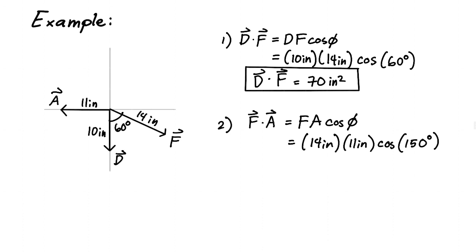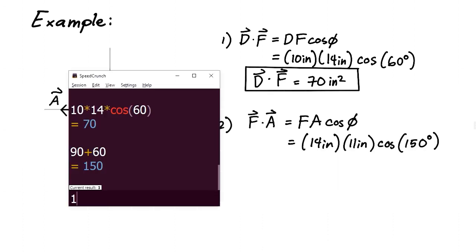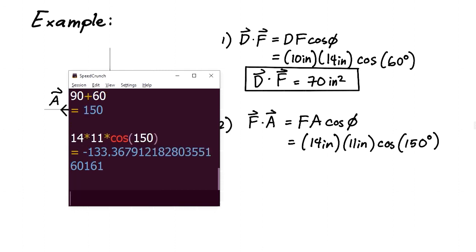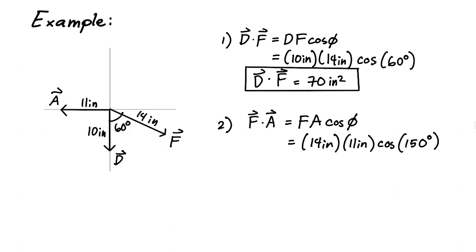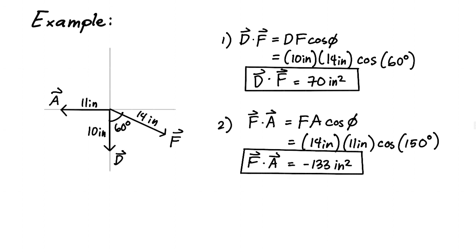Tapos plug in na lang natin sa calculator natin. So you have 14 times 11 times cosine 150 degrees. So we should have negative 133. So F dot A is equal to negative 133. Again, the unit is inches times inches. So meron kang inches squared. So yan yung dot product ng F and A.